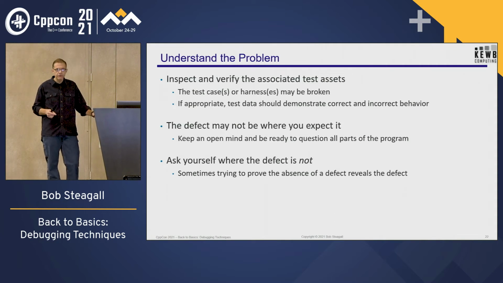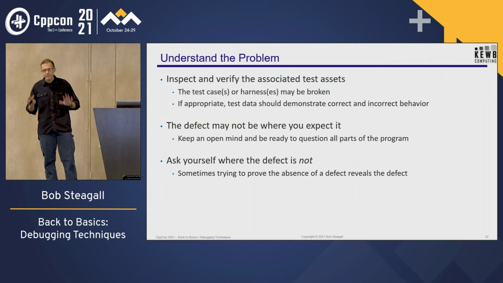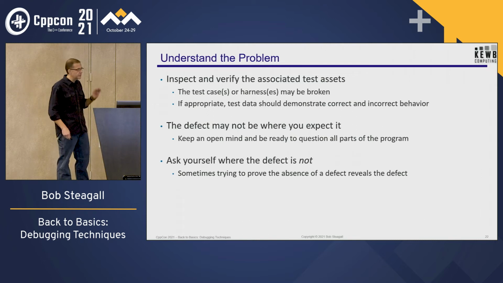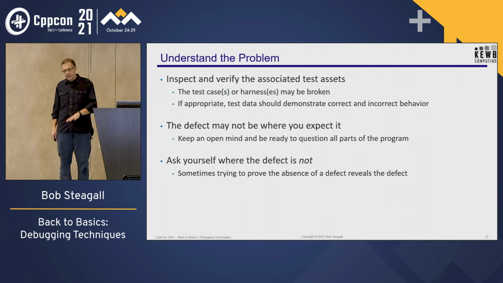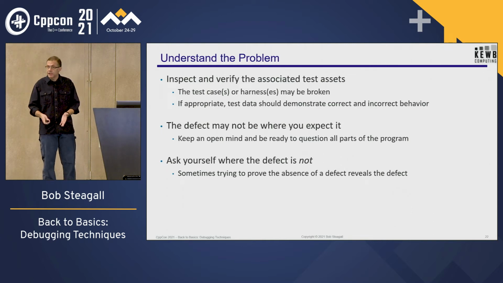And another way of thinking about it, and one that can be useful when you think you're stuck, is ask yourself, where is the defect not? Can you definitively rule out sections of code or sections of the program where you absolutely know the defect is not there? If you can do that, that's less you have to think about, right? And sometimes if you say, well, I think the defect is not in Module A, but then you try to prove that the defect is not in Module A, sometimes the very act of trying to prove the absence of a defect can reveal where it really is, right?